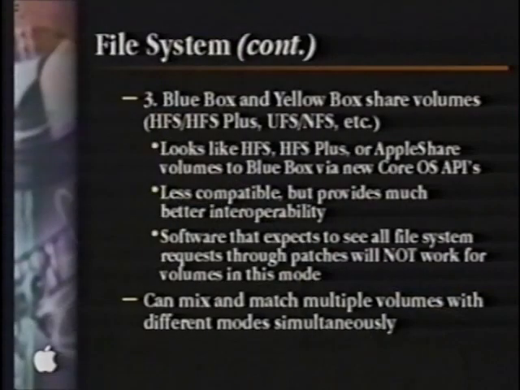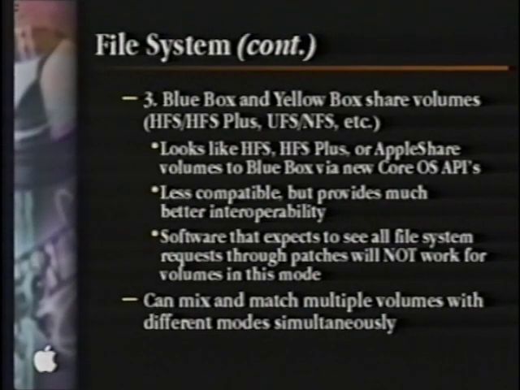But the third mode is the most interesting. This is a trade-off that we're making in order to provide an integration level that's superior, so better user experience, but we're sacrificing compatibility for it. And this is likely to be the default mode because it's the more natural, understood mode. So sharing volumes, any volume that's mounted in yellow, can be made visible to blue as an HFS or HFS Plus volume. You'll be able to tell the difference from within Blue, but applications that are currently written won't know the difference. It'll just look like an HFS volume or an Apple Share volume, depending upon if it's like a network connection. So it's going to be less compatible, much better interoperability.